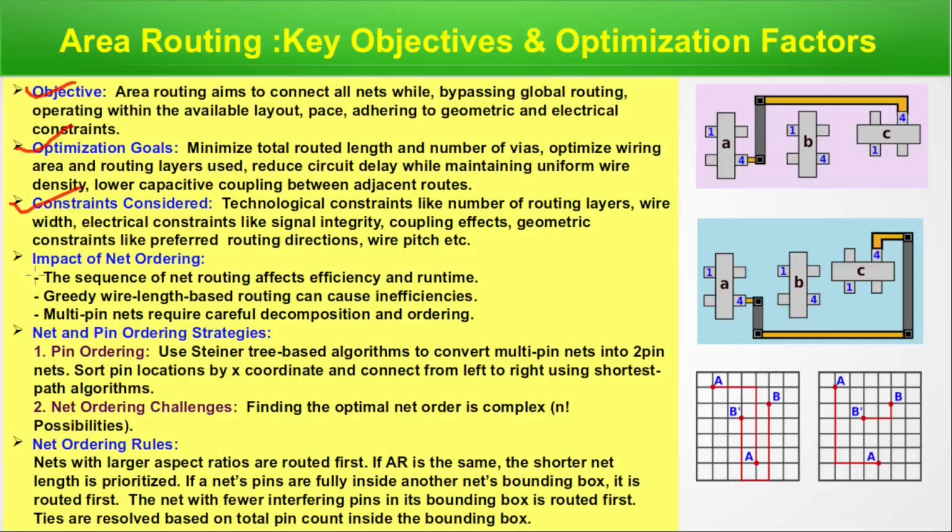Now, impact of net ordering. The sequence of net routing affects efficiency and runtime. Greedy wire length based routing can cause inefficiencies, and multi-pin nets require careful decomposition and ordering. That is the impact of net ordering. The sequence in which net ordering is done affects the efficiency and runtime, and greedy wire length based routing can cause inefficiencies. So now, net and pin ordering strategies.